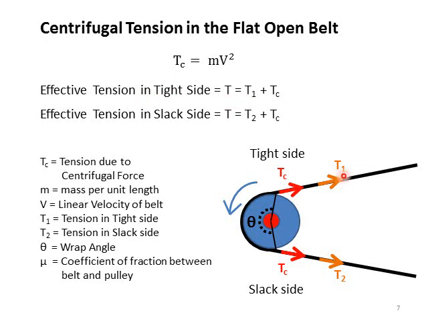Whereas the effective tension at the tight side becomes T1, the tension at the tight side, plus the centrifugal tension. Similarly, the effective tension in the slack side becomes T2, the tension in the slack side, plus the centrifugal tension. So here the effective tensions are: on the tight side T1 plus Tc, and on the slack side T2 plus Tc.